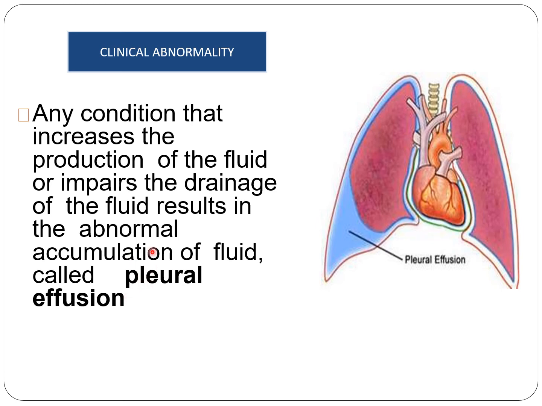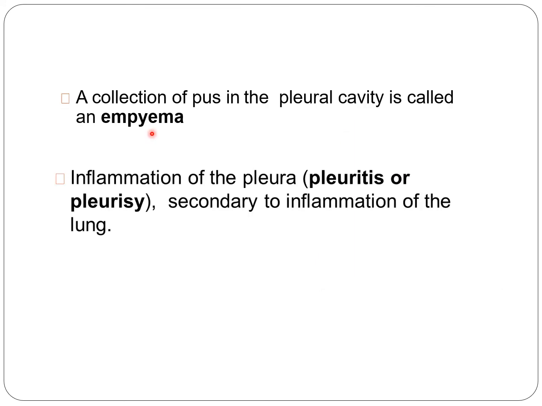Pleural effusion is an abnormal accumulation of fluid in the pleural cavity. It can result from abnormal production or abnormal absorption or drainage of serous fluid in the pleural cavity. The normal amount is only 5 to 10 ml. Another condition is called empyema. Pyo means related to pus. So collection of pus in the pleural cavity is called empyema. Inflammation of pleura is called pleuritis or pleurisy.